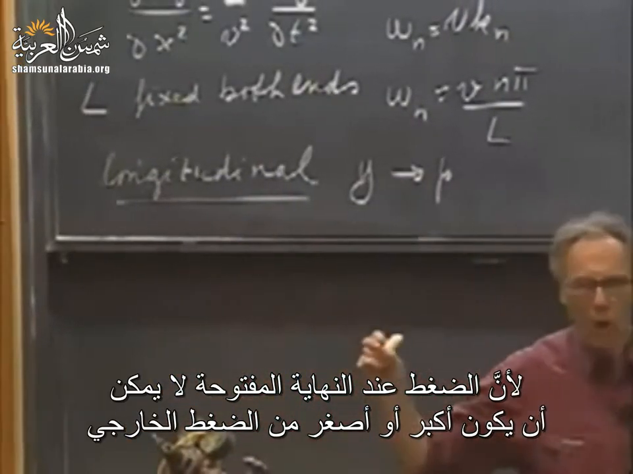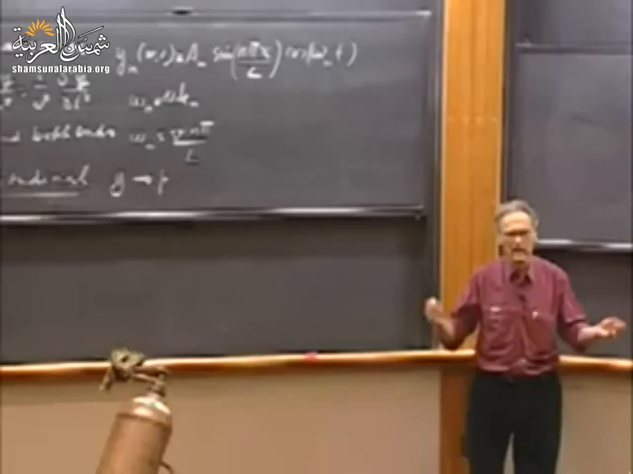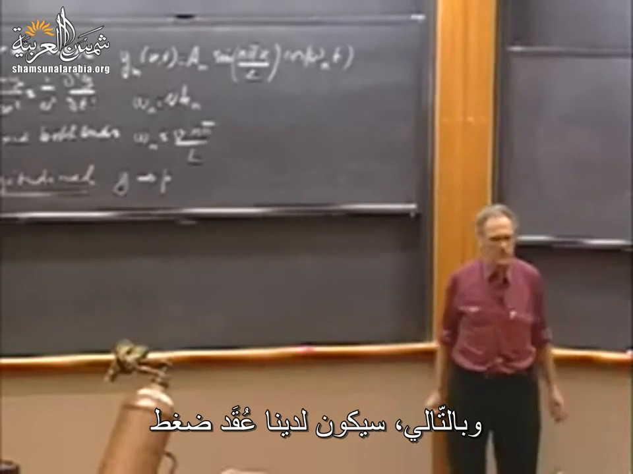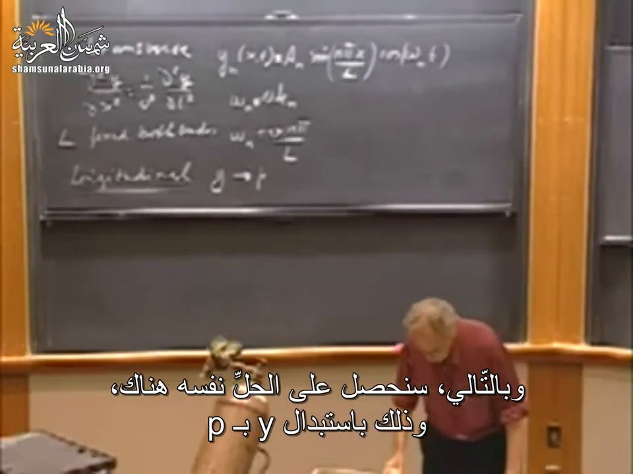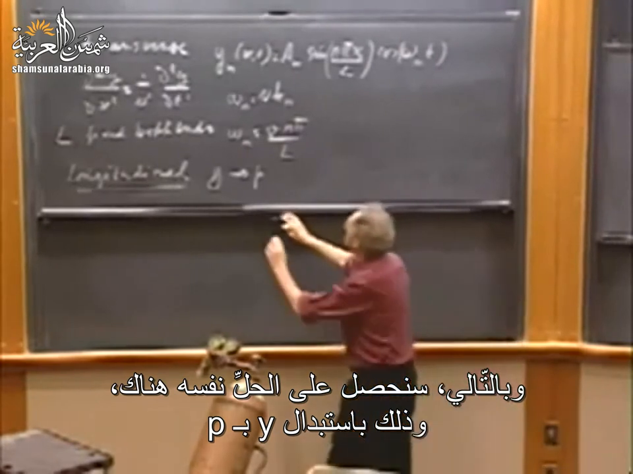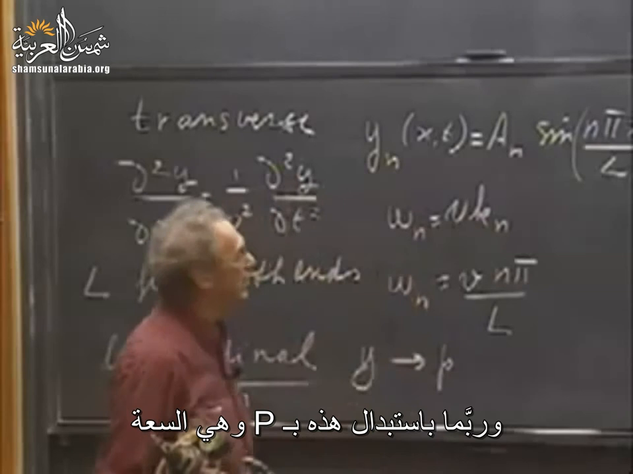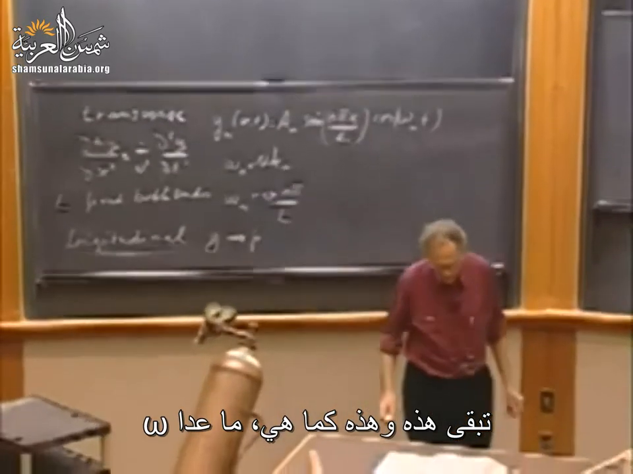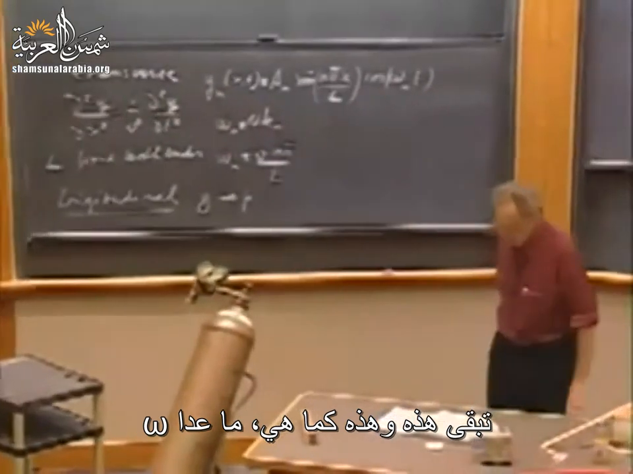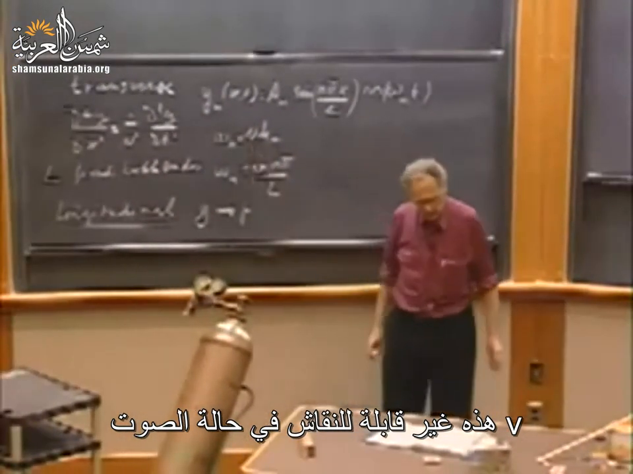Because at the ends of an open-open system, the pressure can never become higher or lower than ambient, and so you have pressure nodes. And so you get exactly the same solution that you have there, provided that you replace this by a p, and this you replace maybe by some capital P, which is then the amplitude. But this is the same, except, of course, that omega, this v is non-negotiable in the case of sound.